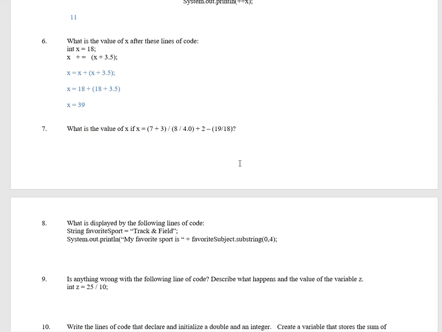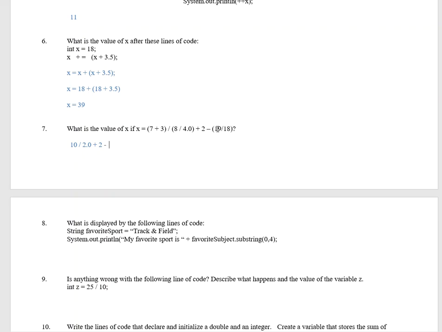Now, this is just arithmetic. And so if I were to work this out, I'll just do what's in the parentheses first, so the 7 plus 3 ends up being 10, okay? And then 10 divided by, and 8 divided by 4.0. So if I take an integer divided by a double, I end up with a double answer of 2.0. All right, and then plus 2, and then minus, and you might think, well, I can't, whoops, sorry, I'm going to put an equal sign there. There we go. Minus 19 divided by 18, and you might think, well, that's a decimal number.